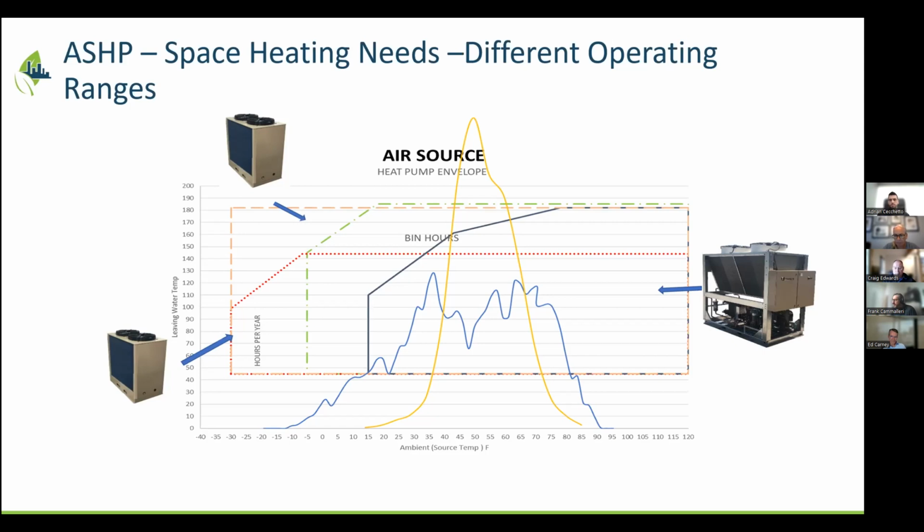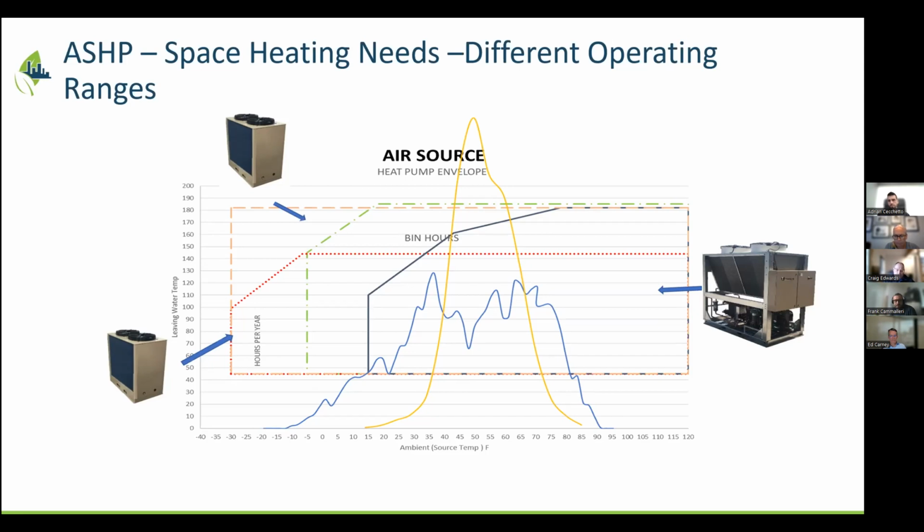Mm-hmm. Okay, no, that's great. Great, thanks. Again, to emphasize the fact that there are different air source heat pumps for different applications, and the good thing about it is that you do have some choice out there. It's not that there is only one type and you're constrained with it.